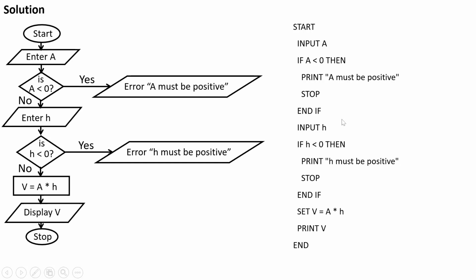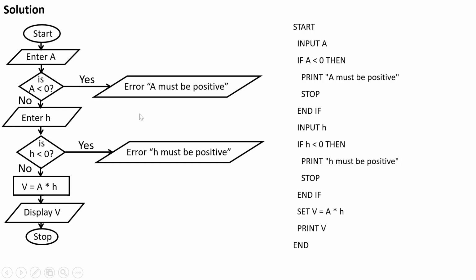Then after this has been ended, you can go again to input h. Then again it will be checked: is h less than 0? You say if h is less than 0, then print h must be positive. Then stop. Then you come to end if, for this if and if here. Then you say set v is equal to a times h. Then print v, then end. So this is also another way of showing this.